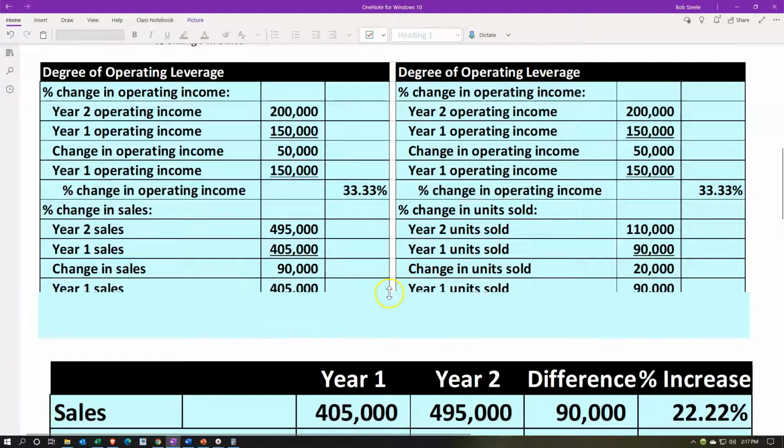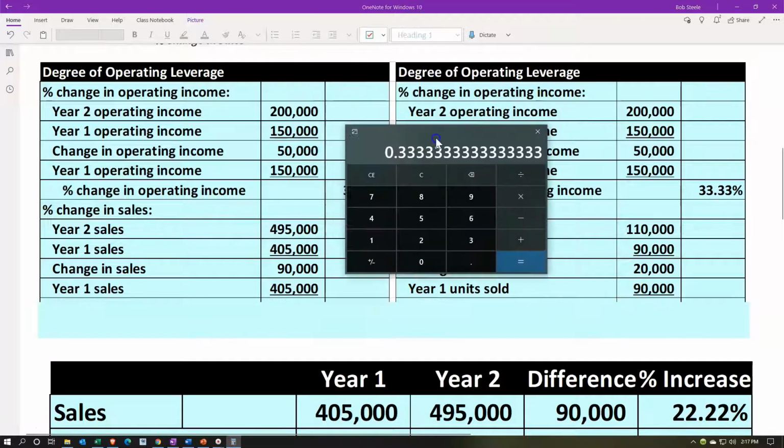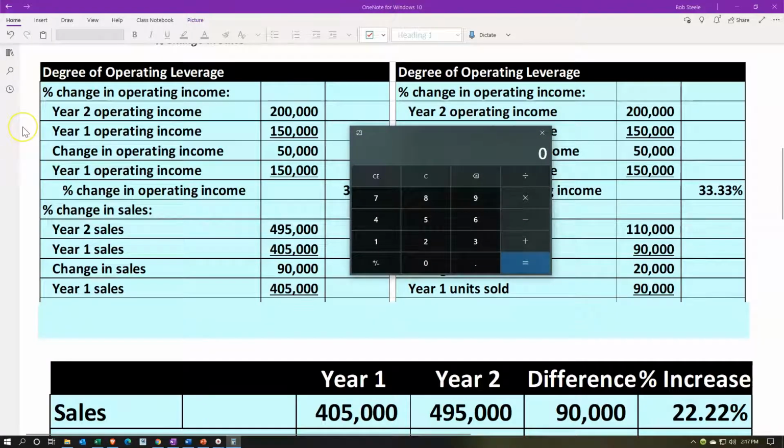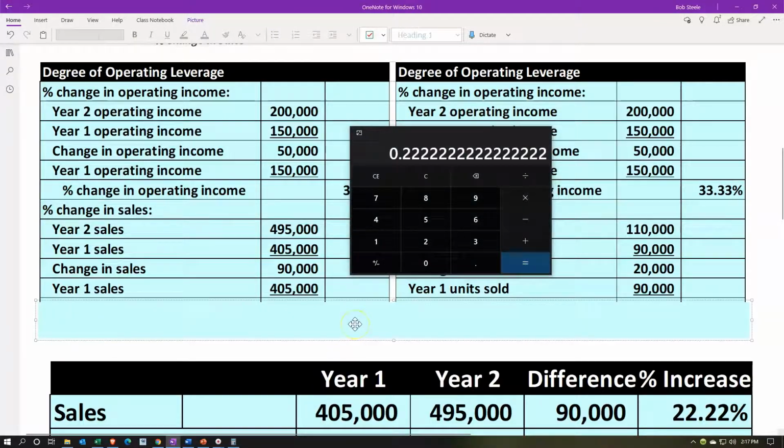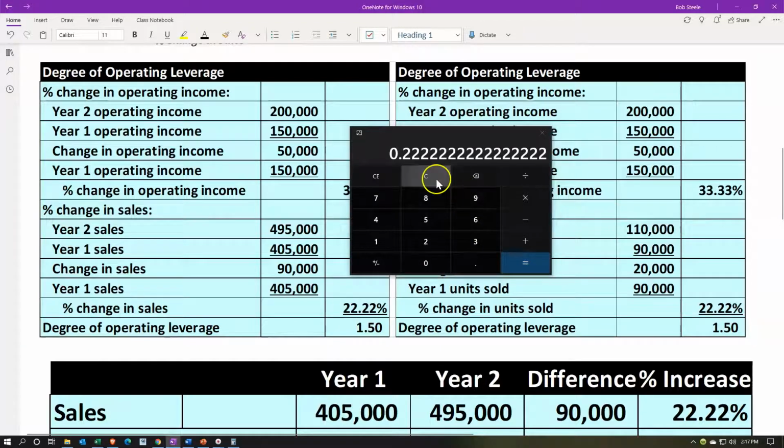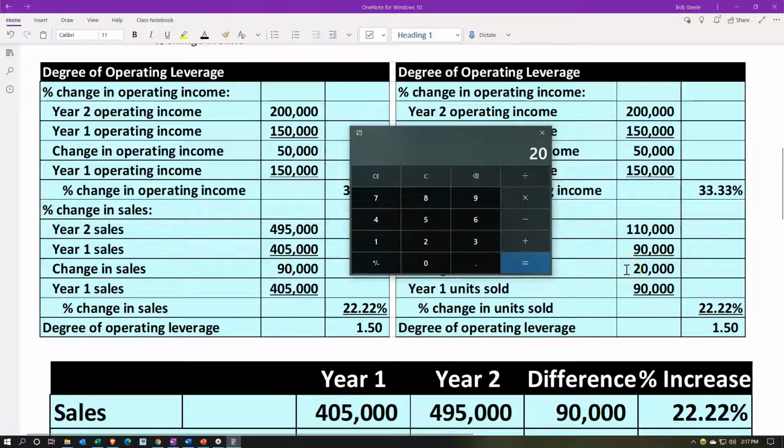So we're going to divide the 90,000 by year 1 or by year 1 units. Either way, we're going to get to the same number, which is going to be the 90,000 divided by the 405,000 gives us the 22.22. And if we take then the 20,000 divided by the 90,000, that's going to give us the 22.22 as well.